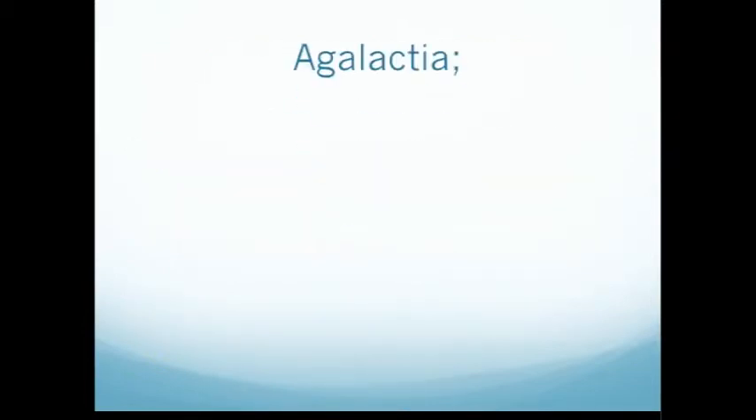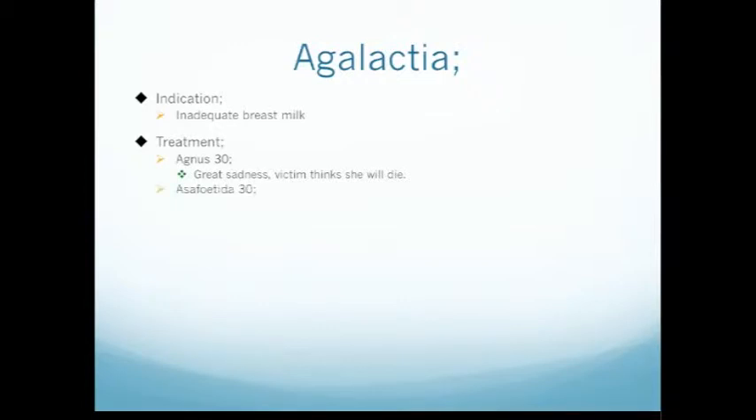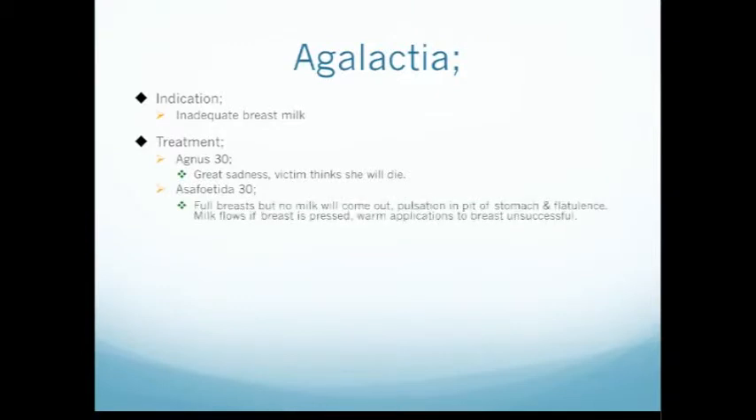Agalactia is a condition where there's inadequate breast milk. The treatment for this, first choice, would be Agnus 30. This is good for a patient who has great sadness and thinks that she will die. Asafoetida 30 is for full breasts with no milk production. There will frequently be a pulsation in the pit of the stomach and flatulence. Milk will flow if the breast is pressed.